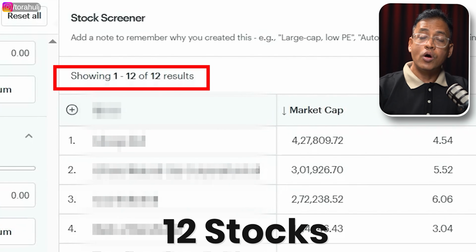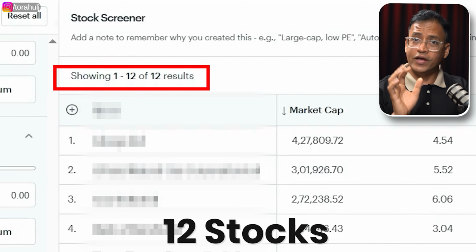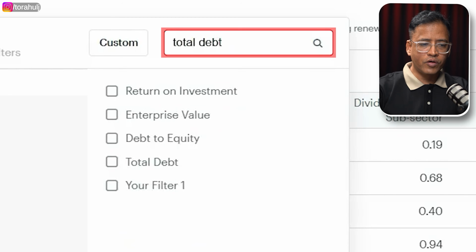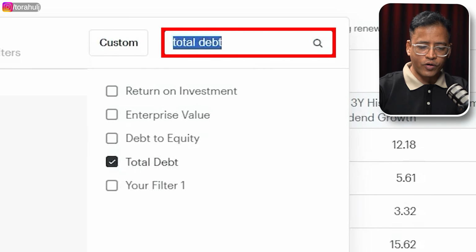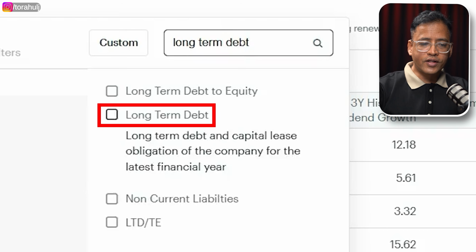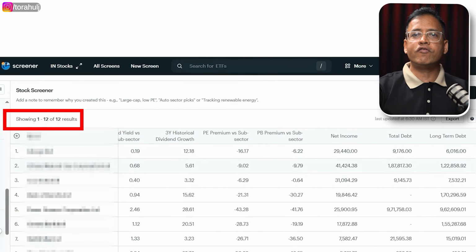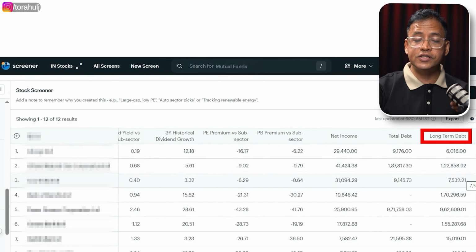Now, another important factor about dividend companies is the debt. Very, very important parameter. So I'm going to add 2 parameters here from a debt perspective. One is the total debt, and I'm going to add that here. And then another is the long-term debt. Now, we all know lower the debt, better it is for companies. So within these 12 companies, you can further shortlist those companies where the long-term debt is on the lower side.